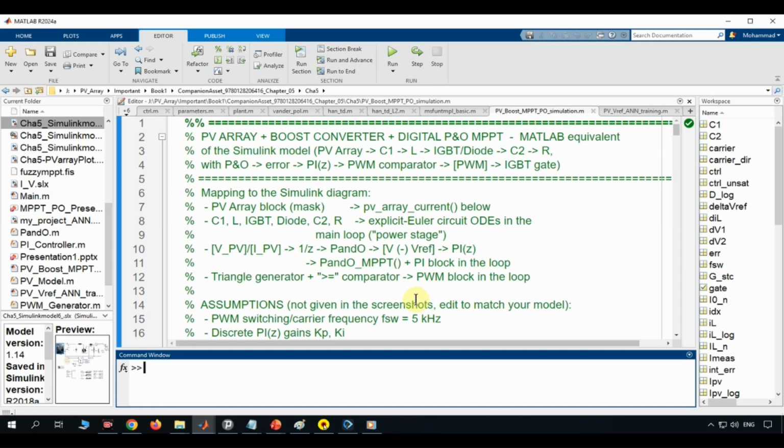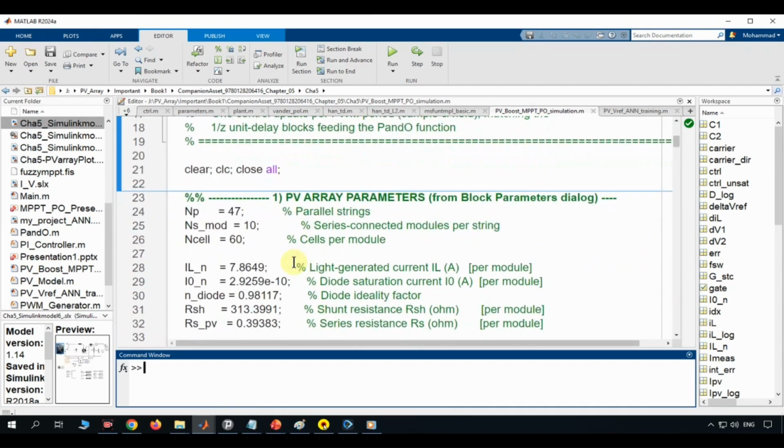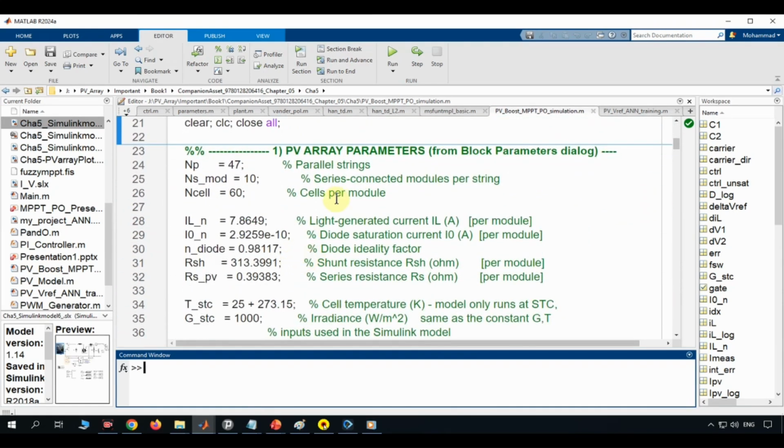This will give you a much deeper, hands-on understanding of how the power electronics and the MPPT control algorithm interact in the discrete time domain. We are using explicit Euler integration with a fixed time step of 1 microsecond. Moving to the very first section, Section 1. Here, we define the physical characteristics of our solar PV array.